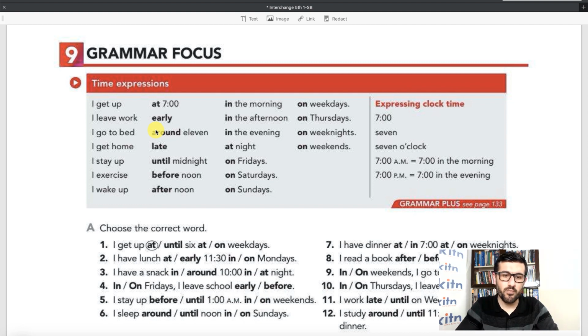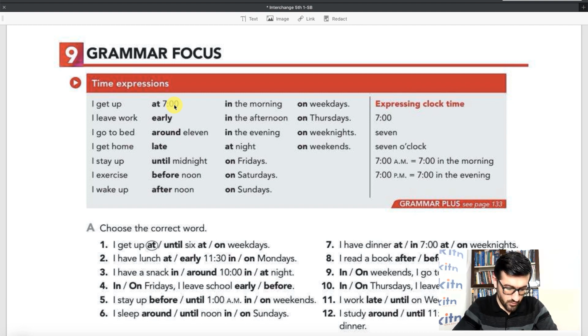So, in fact, at is used with times of the day, any time, 7, 8, 9, all these times you can use at with, such as I get up at 7, you can say I get up at 8.